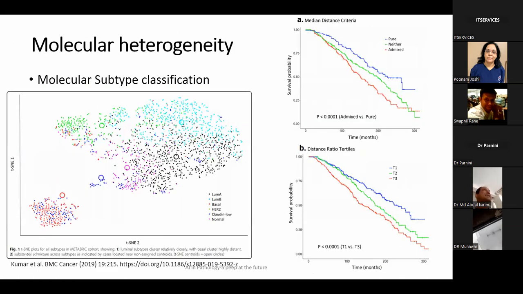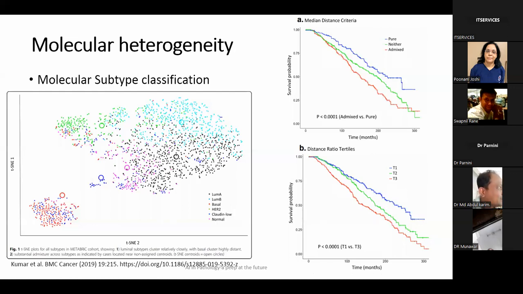What we have actually done is something one step down: we have been able to show that we can assess molecular heterogeneity on the H&E slide directly. So we know very well that in breast cancer, we have a lot of molecular tumor heterogeneity. When we say a tumor is HER2 positive, the cutoff criterion is only 10% of tumor cells showing 3+ strong positivity. So the rest of the 90% of the tumor cells may or may not show HER2 expression. That itself is one of the things that tells you there can be a lot of heterogeneity.